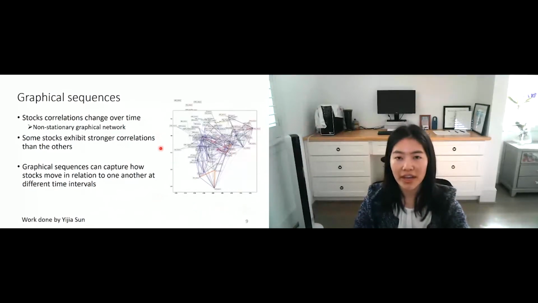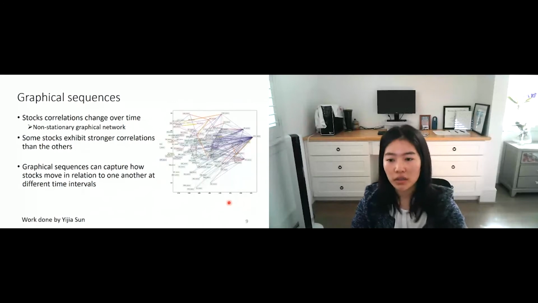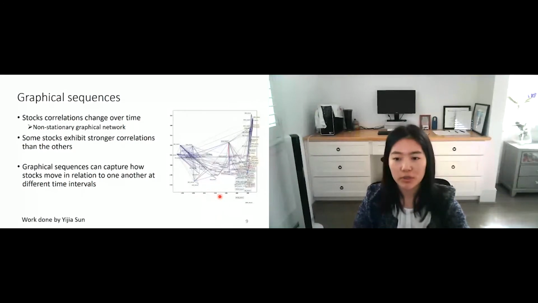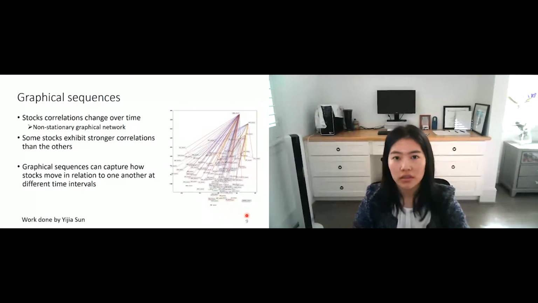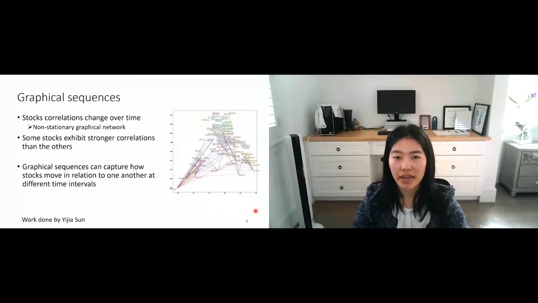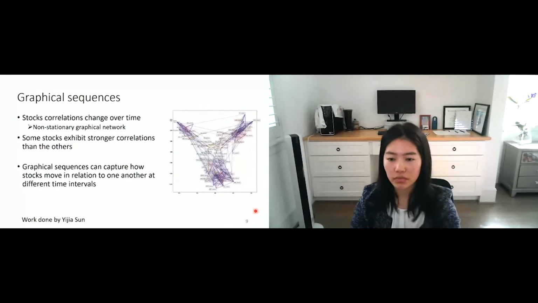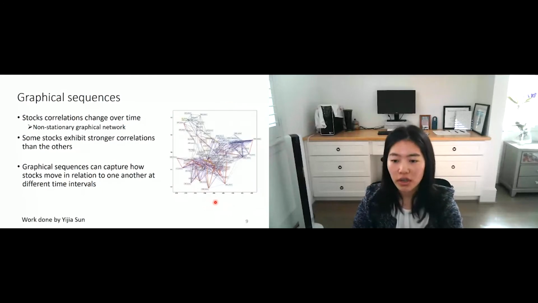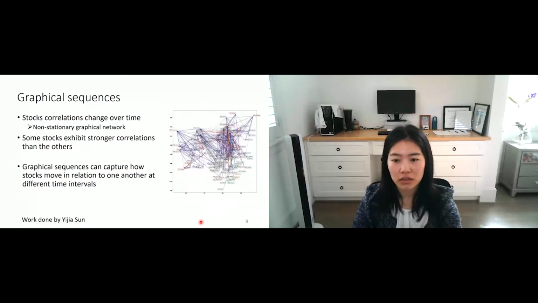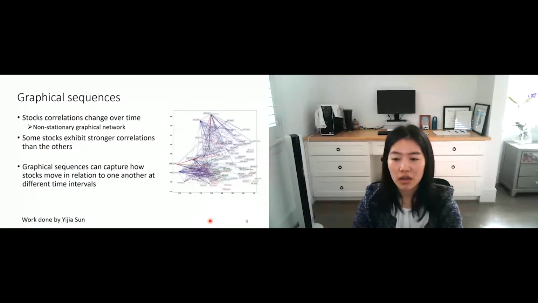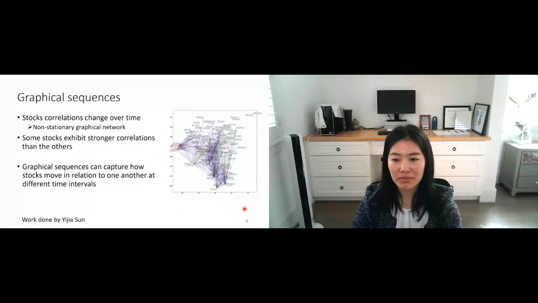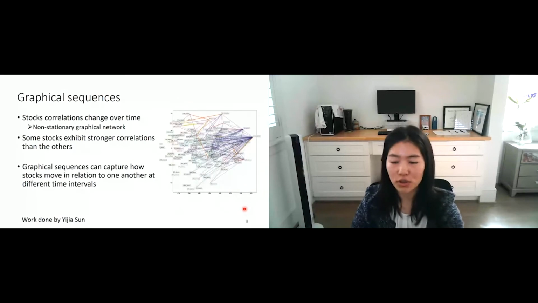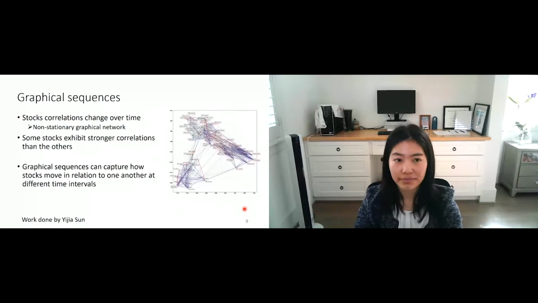So in this image, we have several things going on. We have the edge connectivities, which are the lines between the stocks, and the darker lines indicate stronger correlations. We also have different colors on the stocks or the nodes, and the different colors represent different cluster assignment. And then we have a 2D embedding, and it's 2D, so we can visualize this. So I will go through each of these items.